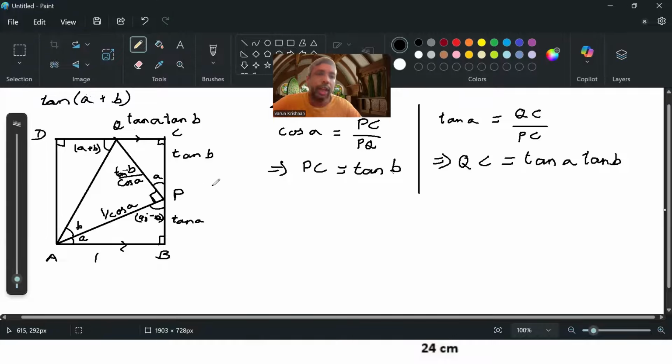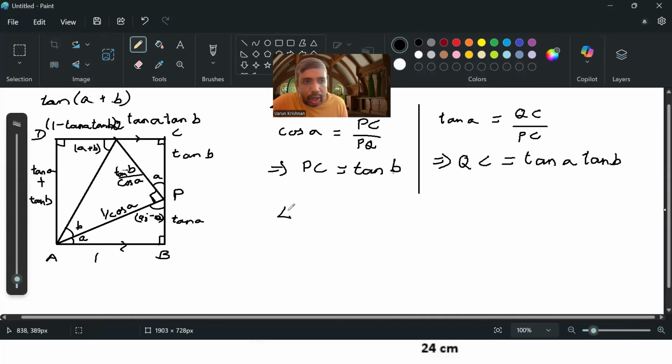From here, finding out the value of tan of A plus B becomes very easy. Because ABCD is a rectangle, opposite sides are equal. So if length of AB is 1, length of CD is also 1. So length of QC is tan A tan B, which means length of DQ is 1 minus tan A tan B. And similarly, AD will be equal to BC. Opposite sides are equal and BC is tan A plus tan B. So AD will be equal to tan of A plus tan of B.